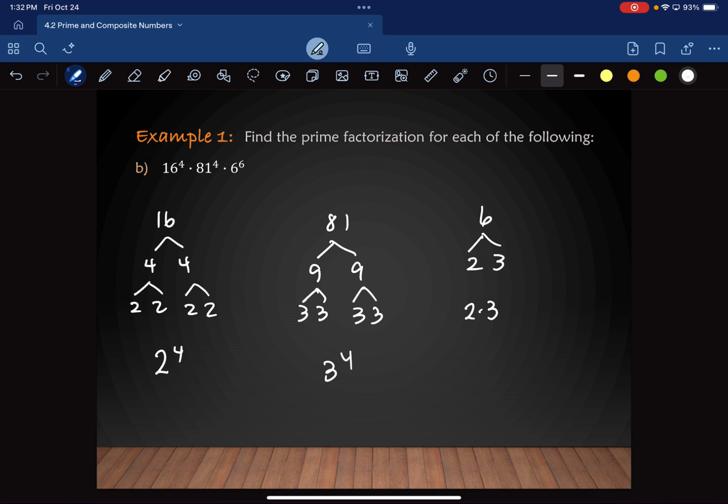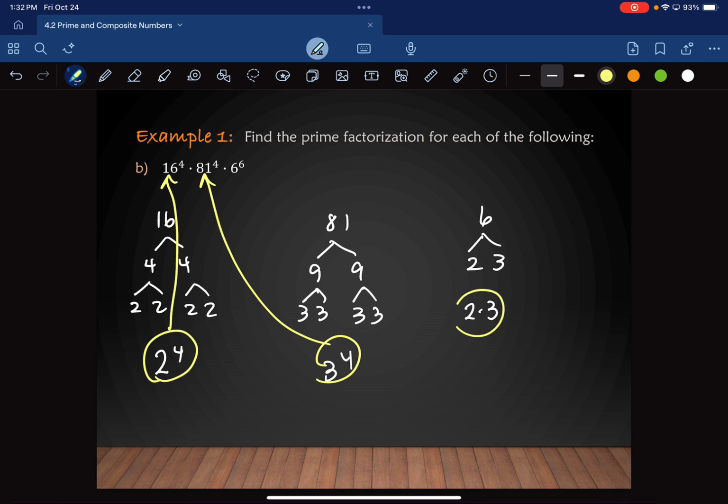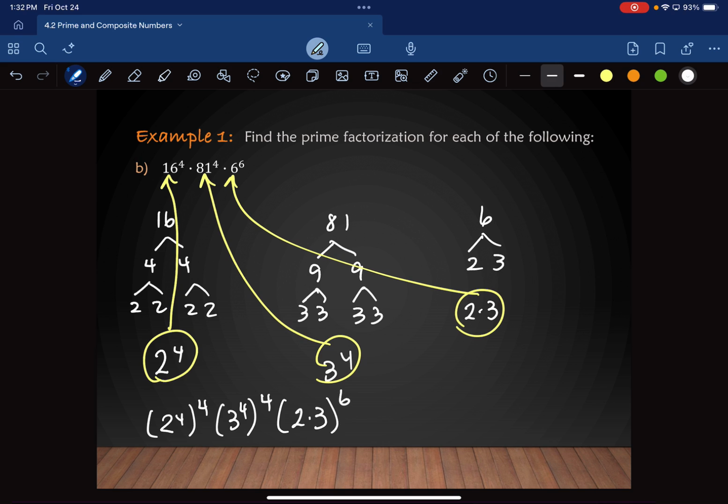Now I'm not done, but I do have the bases individually in factored form now. So what I'm going to do next is take each of those bases and replace the 16, the 81, and the 6. So I have 2 to the 4th replacing the 16 and it has a 4 on the outside. I have 3 to the 4th replacing the 81. It happens to have a 4 on the outside. And I have a 2 times 3 with a 6 on the outside. Now back in section 3.4, we looked at properties of exponents. So we're going to apply them here. So I have 2 to the 4th to the 4th. What do I do with the 4s?